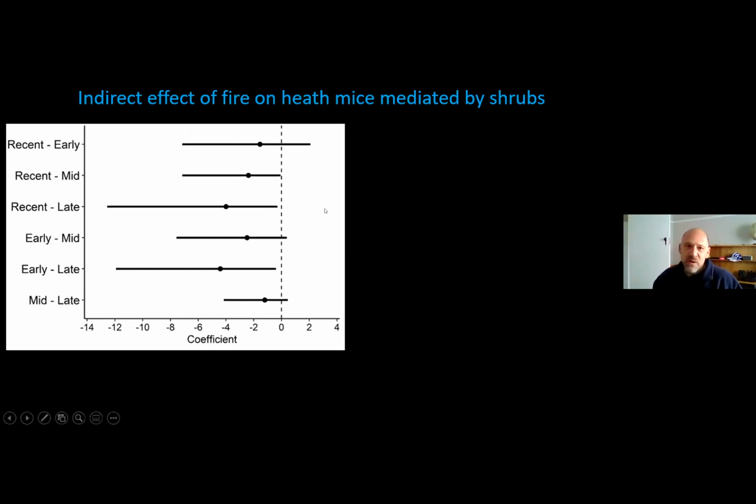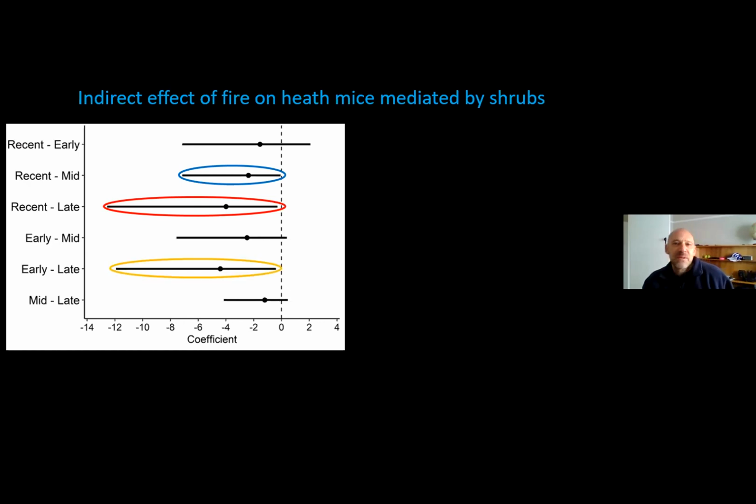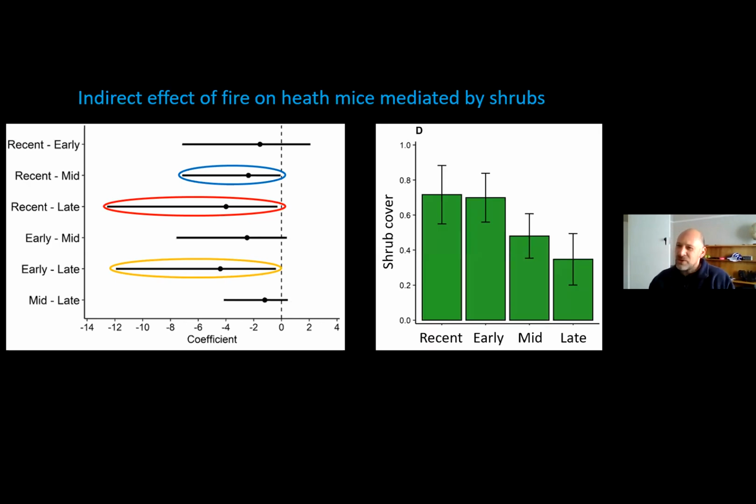What we're looking for to provide evidence of an indirect effect are 95% confidence limits that don't overlap 0, the vertical dashed line. And in this case, we have 3 of them. We've got a detectable effect associated with the recent-mid contrast, the recent-late contrast, and the early-late contrast. This indicates that we have statistical evidence for an indirect effect of fire on heath mice mediated by shrubs. Now, what exactly is going on here? Well, think back to the relationship between shrubs and age class.